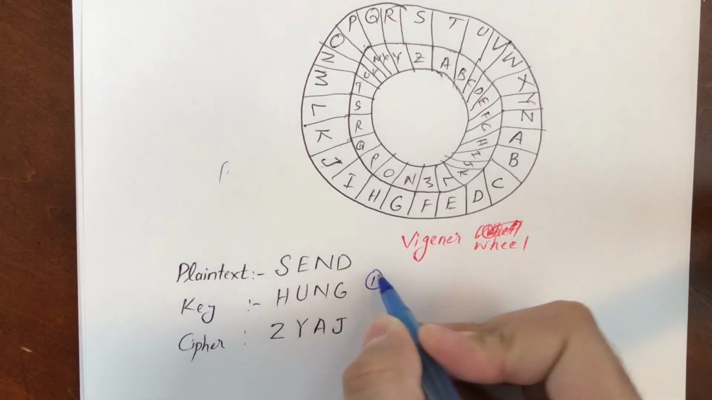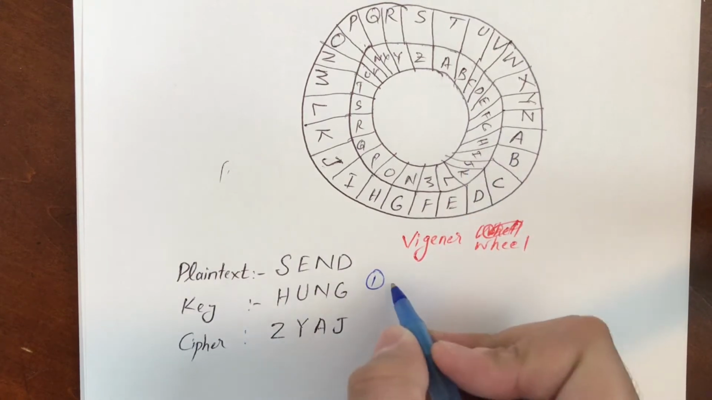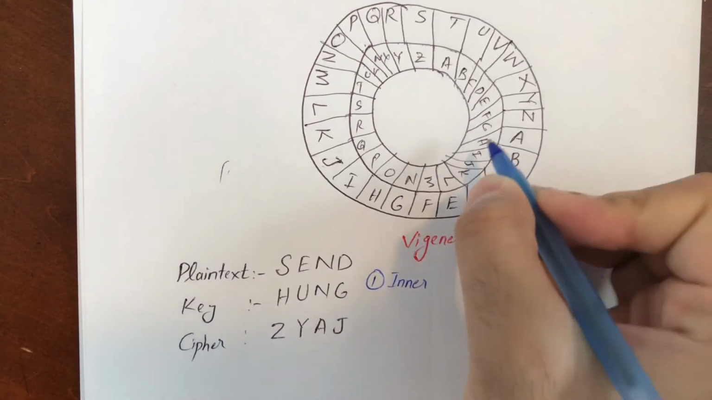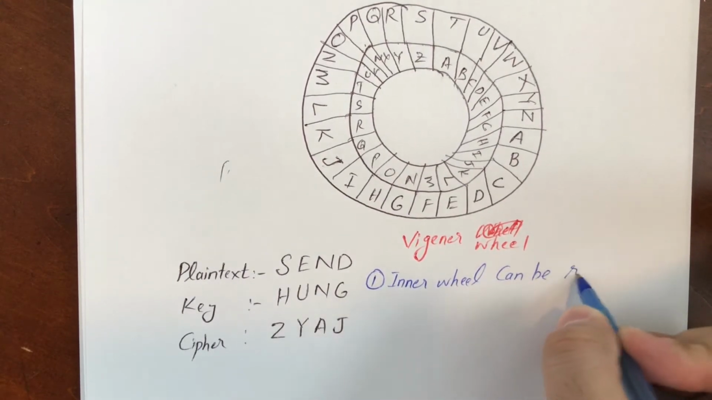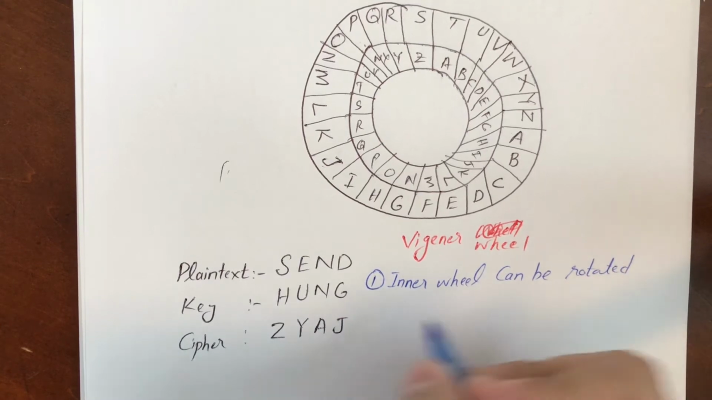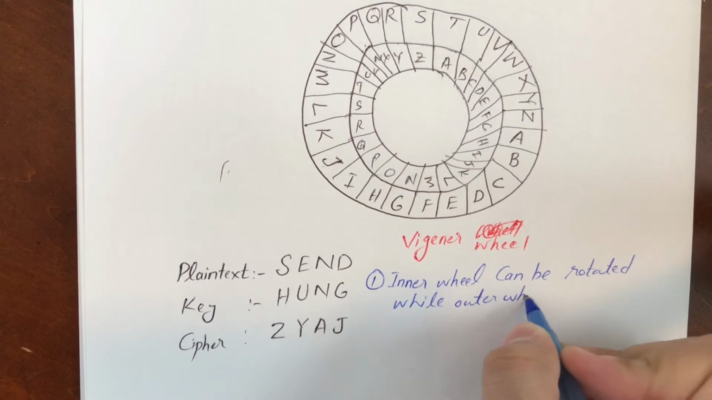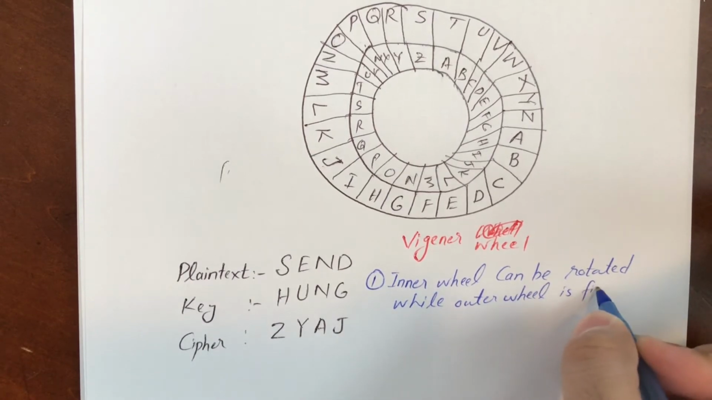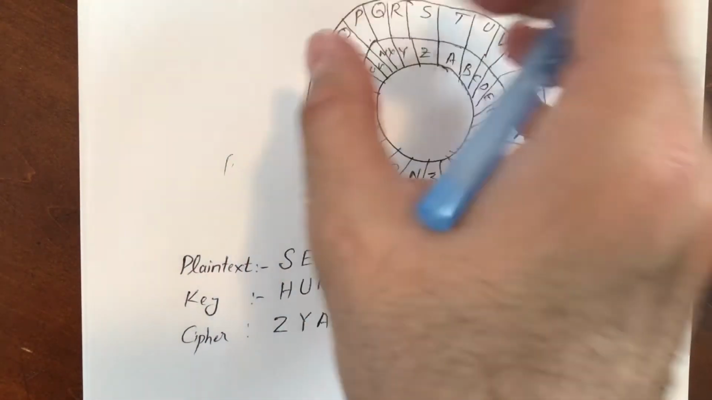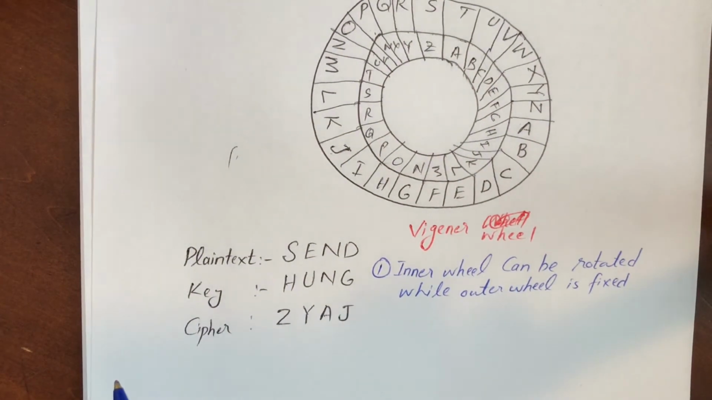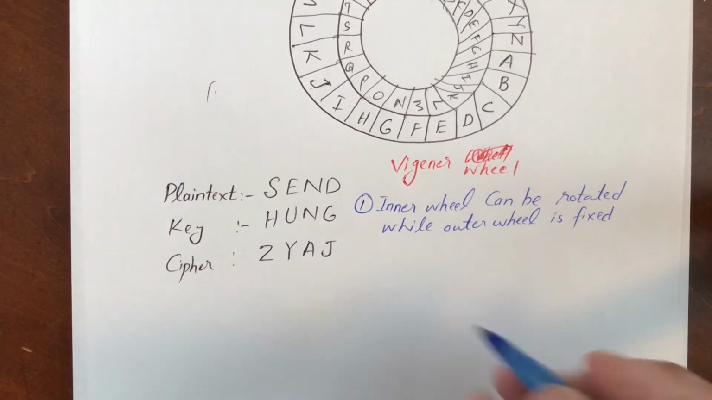Number 1, the first rule: you see there are 2 wheels, 2 discs in fact. The inner wheel, the smaller one, can be rotated, while the outer wheel is fixed. So the outer wheel, if you see down here, is fixed. We cannot rotate that. Only this inner wheel can be rotated. I'll show you in our online session how exactly it works. I'll use a small application to show you guys.